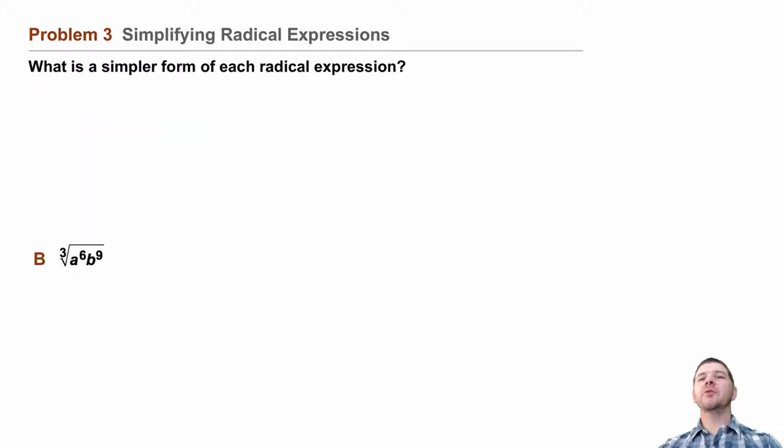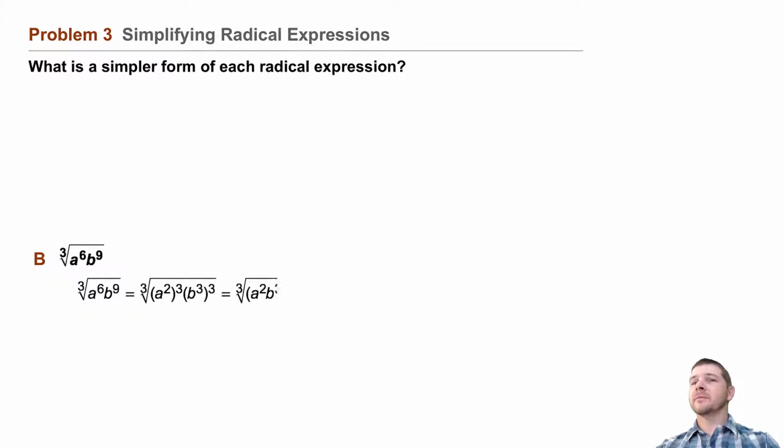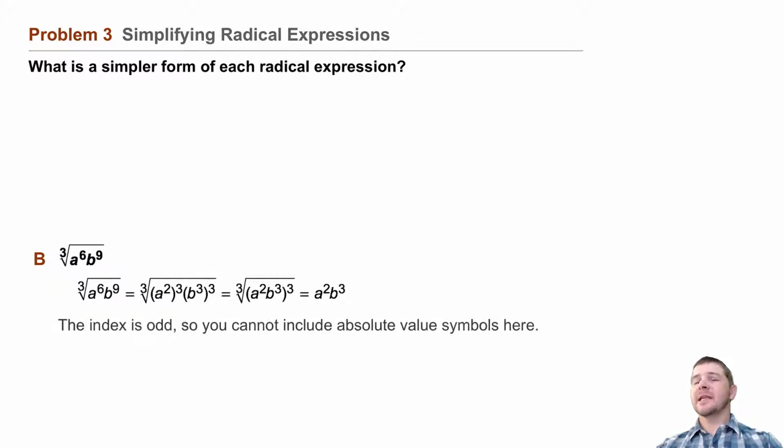Part B. The cube root of a to the 6th power b to the 9th. Well, the cube root of a to the 6th b to the 9th can be rewritten as the cube root of a squared to the 3rd power times b to the 3rd power to the 3rd power. So this becomes the cube root of a squared b to the 3rd all to the 3rd power, and that is a squared b cubed. In this case, the index is odd. It's 3. So you cannot include absolute value symbols here.